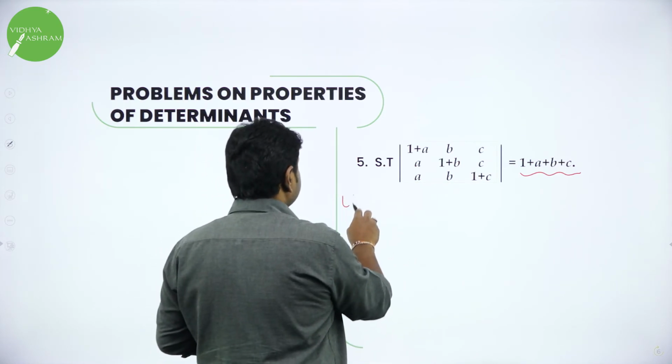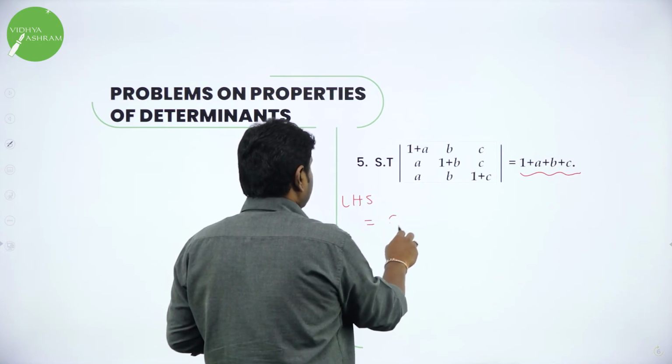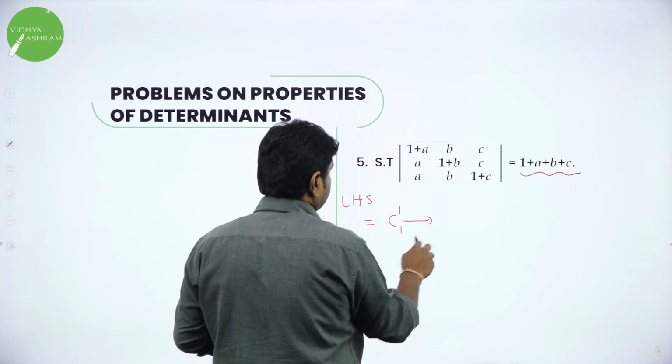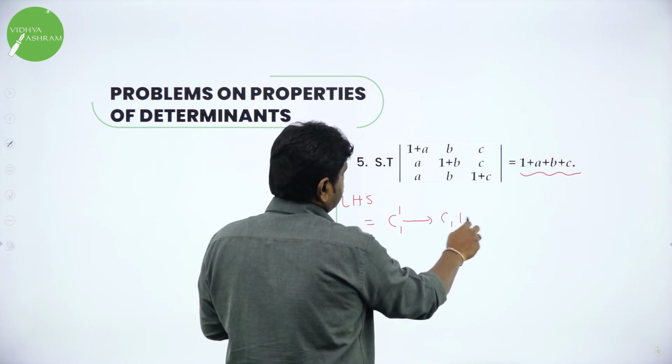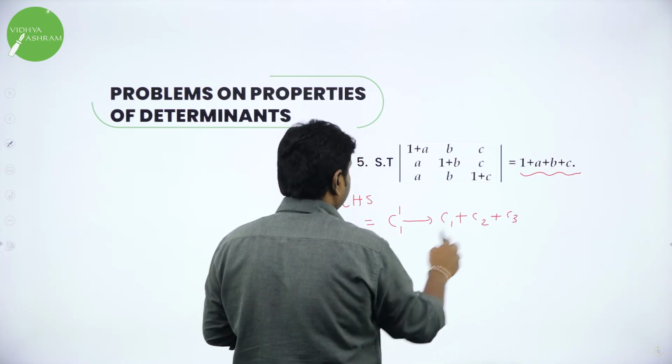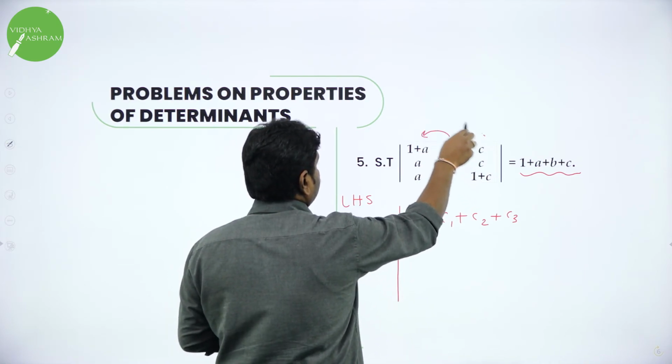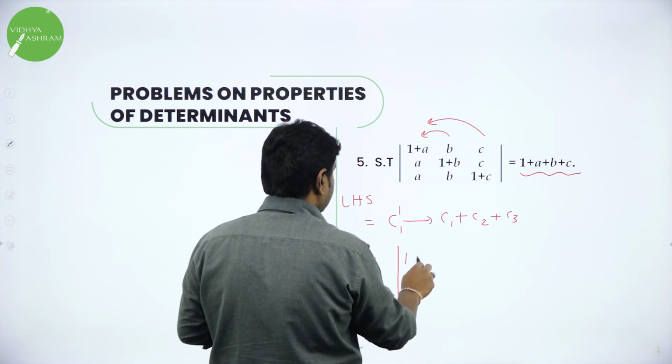So now take the LHS. I will do C1 dash, which means the new value of C1 is C1 plus C2 plus C3 in the LHS. If I do that, if I add these two to the first column, you will get 1 plus a plus b plus c.